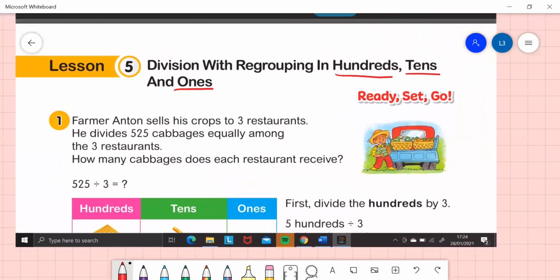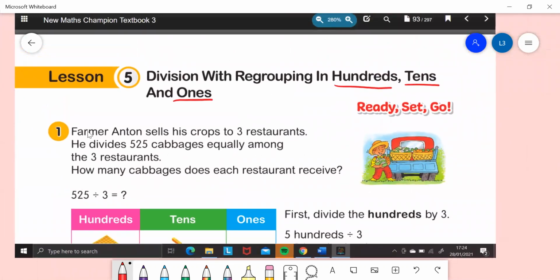Okay, to make it easy, let's see your book, page 93. Farmer Anton sells his crops to 3 restaurants. He divides 525 cabbages equally among the 3 restaurants. How many cabbages does each restaurant receive? Nah, di sini Pak Anton menjual hasil panennya ke 3 restoran. Pak Anton itu membagi hasil panennya, yaitu kol, sebanyak 525. Jadi ada 525 buah kol yang ingin dibagi sama ke 3 restoran. Nah, pertanyaannya, berapa banyak kol yang masing-masing restoran terima?